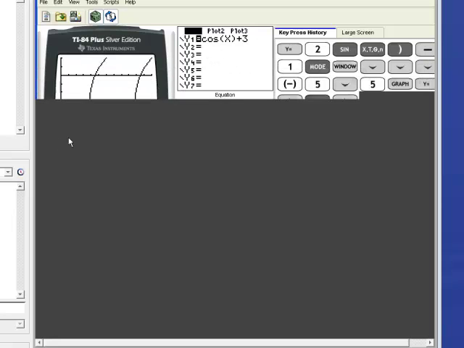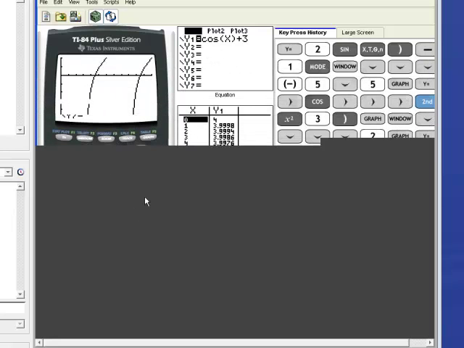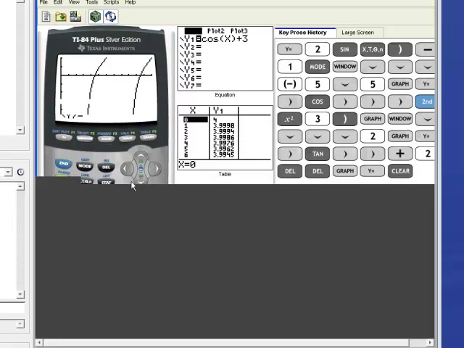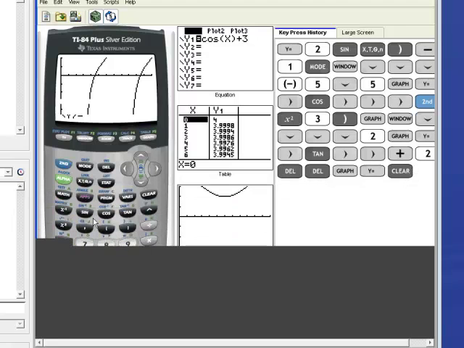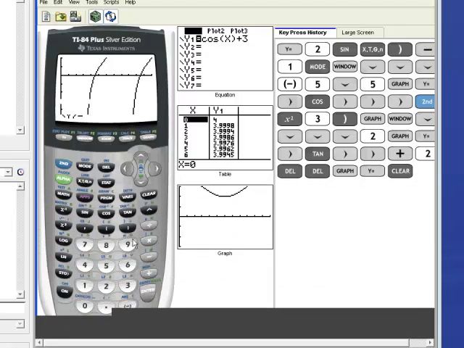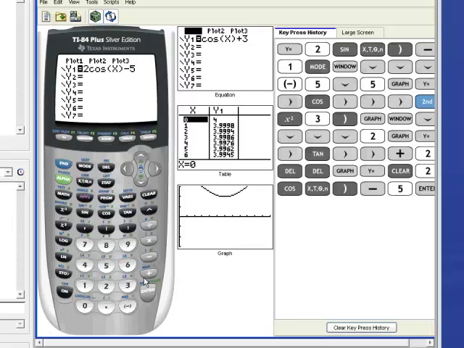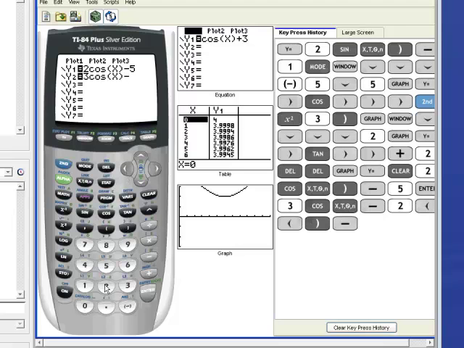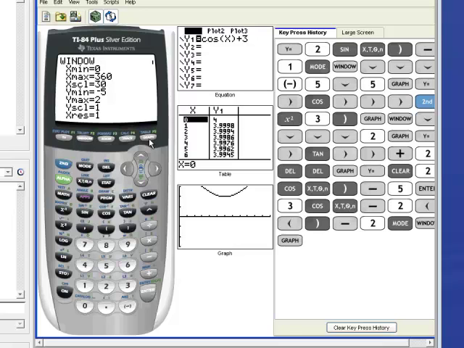Okay, y equals the left-hand side, said 2 cosine -5, and the right-hand side said 3 cosine -2. Oops, I need to close the parentheses there. Let's see, the window, I think the window is all right. And then we'll graph, and let's see what we get.